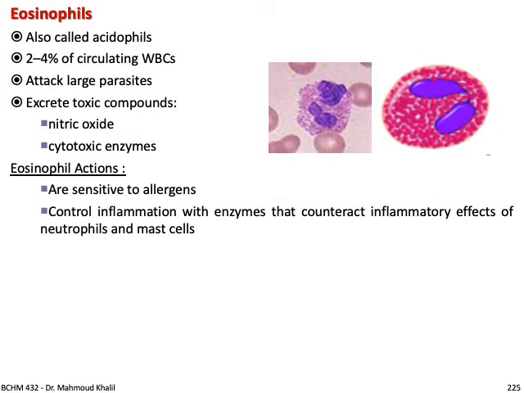The eosinophils, also called acidophils, are 2 to 4% of the total white blood cells. They attack large parasites. They excrete toxic compounds like nitric oxide and cytotoxic enzymes. Their action is sensitive to allergens, and they control inflammation with enzymes that counteract the inflammatory effects of neutrophils and mast cells.